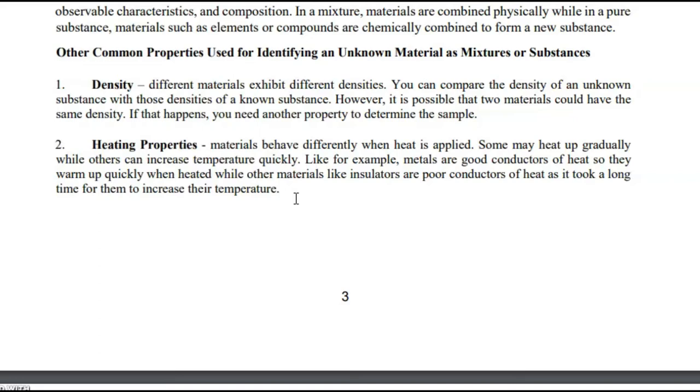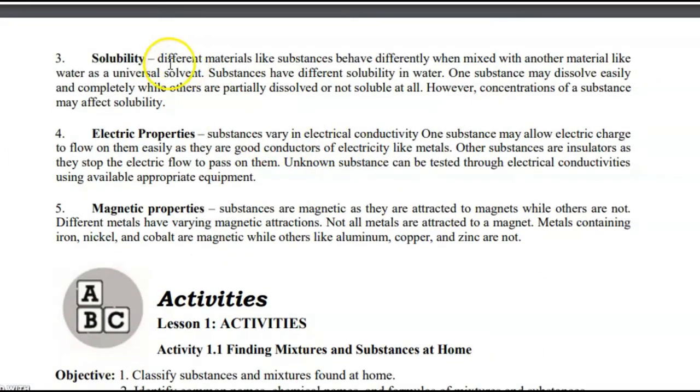Example ng conductors ay metals. Example naman ng insulators, plastics. Let's move on. Solubility. Different materials like substances behave differently when mixed with another material like water as a universal solvent. Substances have different solubility in water. One substance may dissolve easily and completely while others are partially dissolved or not soluble at all.